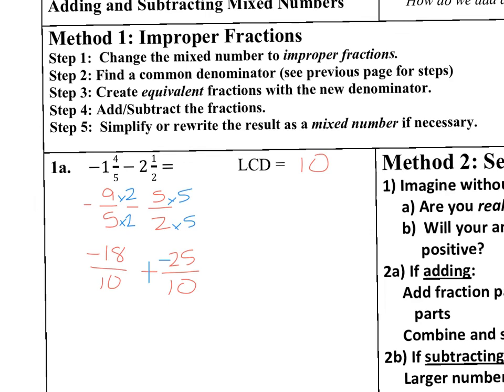So that's going to lead me to negative 43/10. Writing that as a mixed number would be negative 4 3/10. If you have any questions, go ahead and pause, talk to a neighbor, work out any things that you need before we move on to the next method.